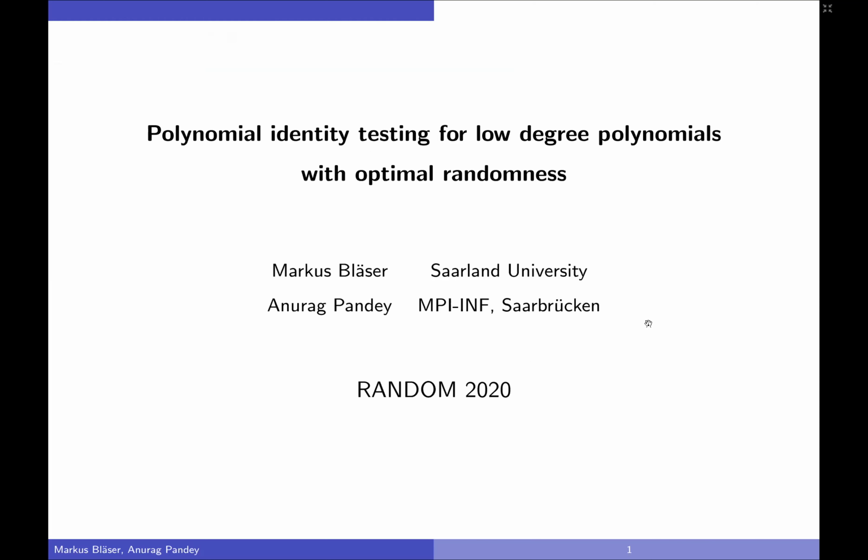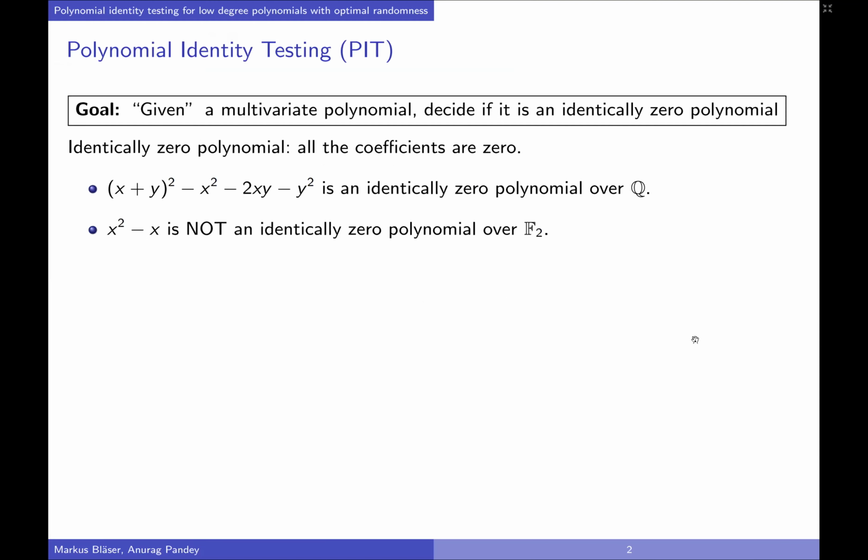Thanks a lot for the introduction. So I'll be talking about polynomial identity testing, and this is based on a joint work with my advisor, Professor Markus Blaser. Let's get started.